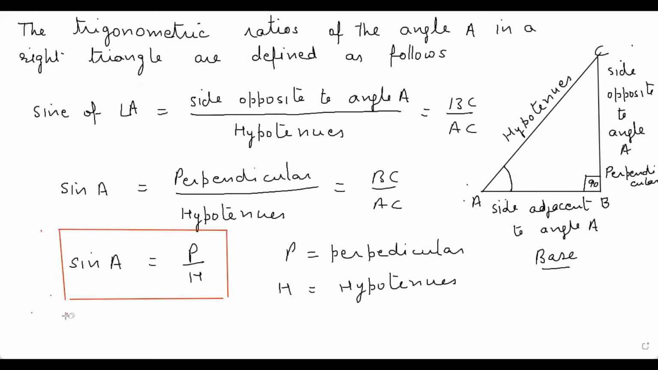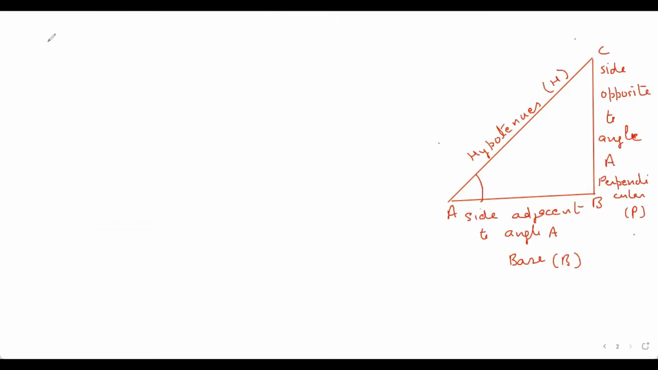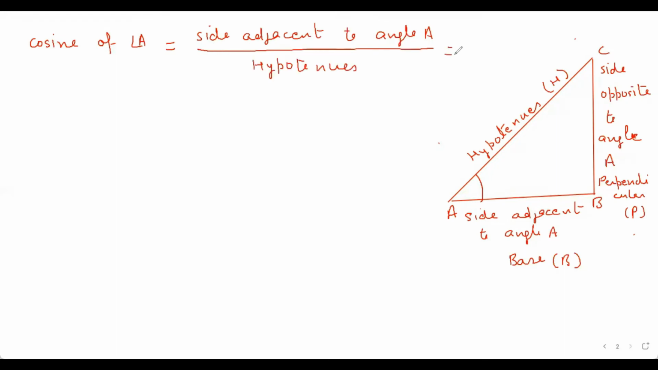On next page, I'm going to explain cosine of angle A. Cosine of angle A is side adjacent to angle A upon hypotenuse. This is equal to AB by AC. Cosine, C-O-S-I-N-E, cosine of angle A is equal to side adjacent to angle A upon hypotenuse, equal to AB by AC.